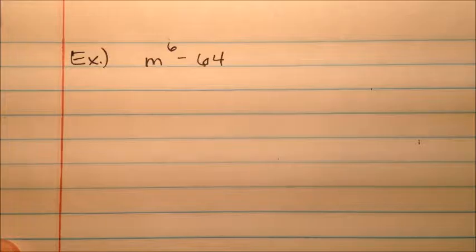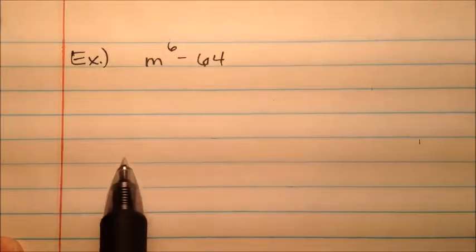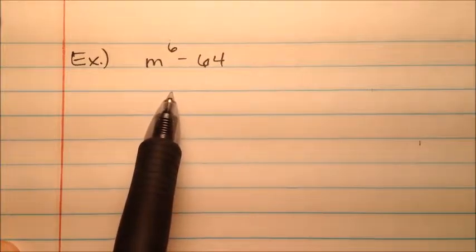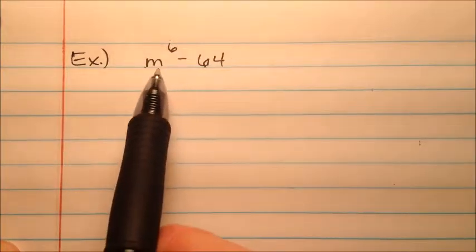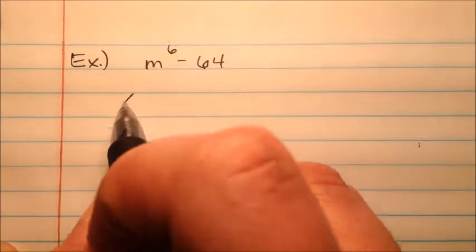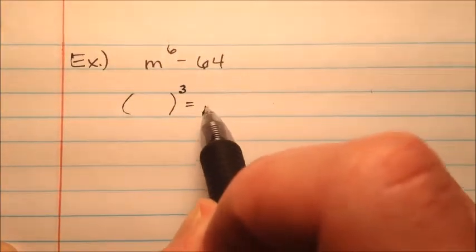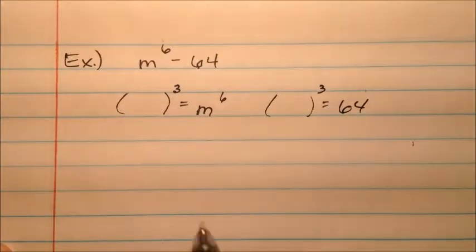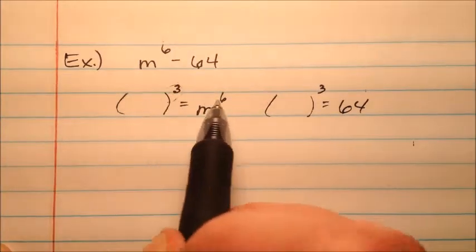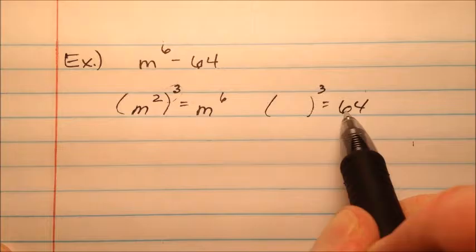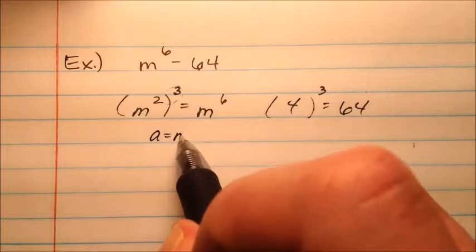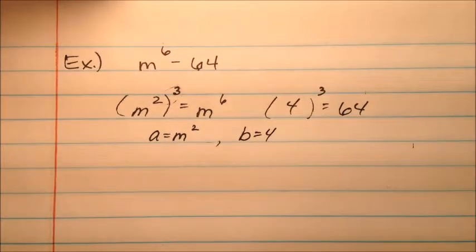In our third and final example, I have m to the 6th minus 64. Okay, so again the question kind of asks us, is this difference of squares maybe, or difference of cubes? Well, it looks like we probably could use difference of squares on this, but let's use difference of cubes, just because that's the video we're talking about right now. So what was cubed in order to give us m to the 6th, and what was cubed in order to give us 64? Well, again, what times 3 makes 6, so it should be m squared, and then the cube root of 64 should be 4. So we're going to say our a value is m squared, and our b value is 4.